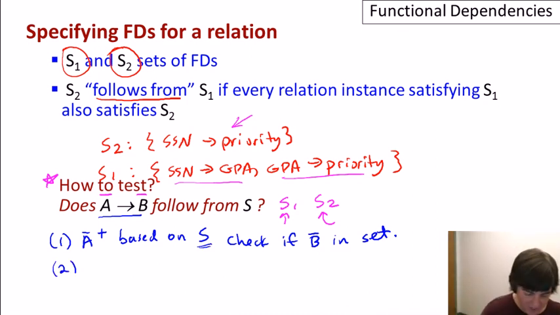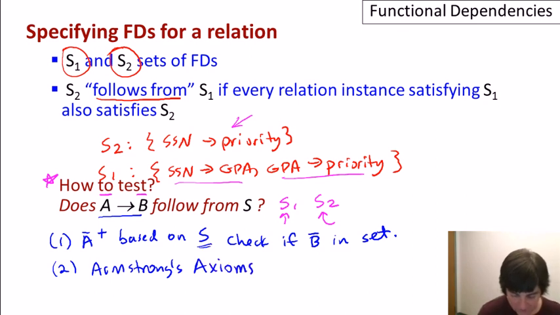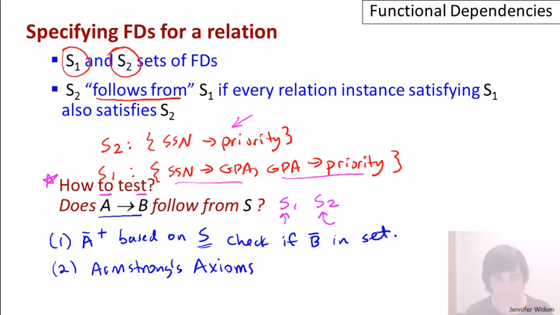The second way to check is based on a set of rules called Armstrong's axioms. We saw some rules for functional dependencies earlier, but Armstrong's axioms are a specific set of rules that are what's called complete. It's guaranteed that if one thing about functional dependencies can be proved from another, then it can be proved using Armstrong's axioms. I'm not going to cover Armstrong's axioms in the videos, but you can look at any of the recommended readings and find them there.